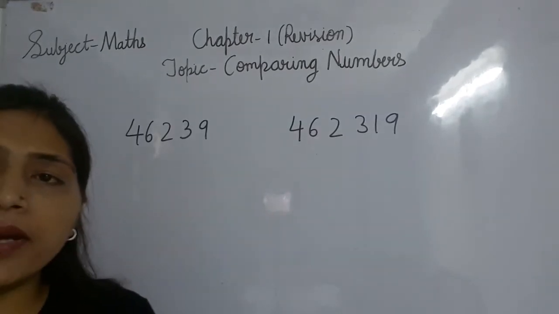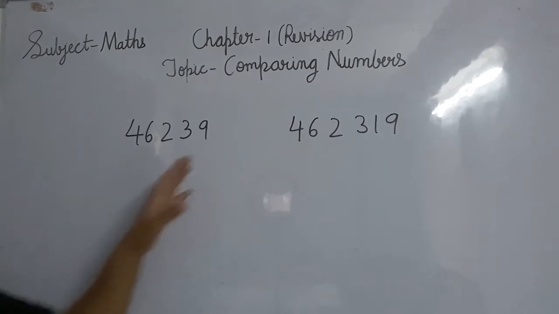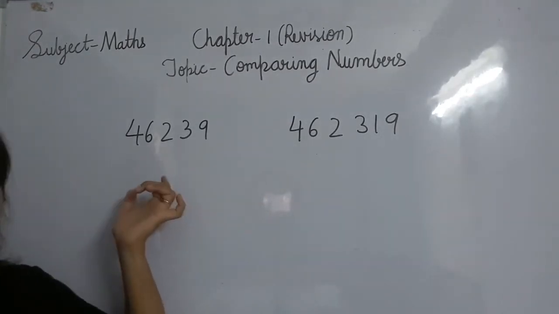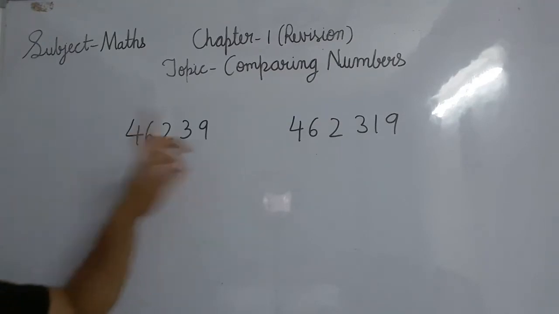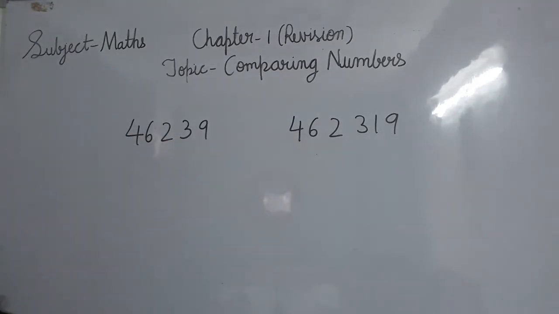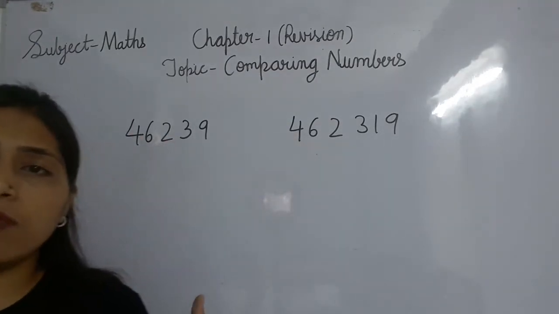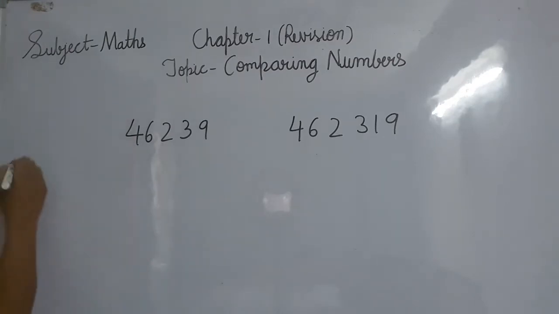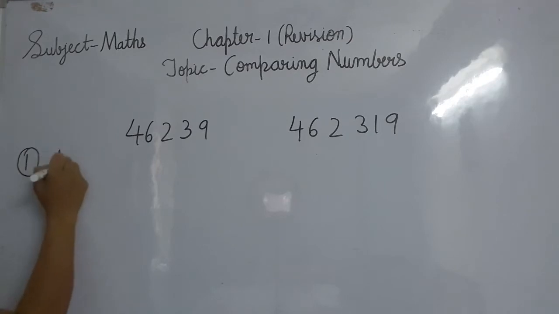With smaller numbers, we can easily tell which is the smaller and which is the greater. But with larger, bigger numbers, how will we identify which is the bigger number and which is the smaller number? To find out the smaller or greater number, there are a few steps. So one is just check digits.